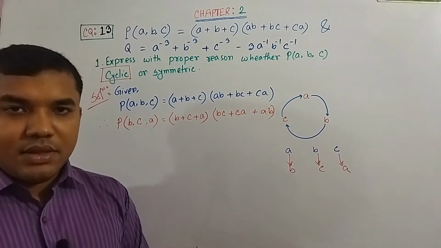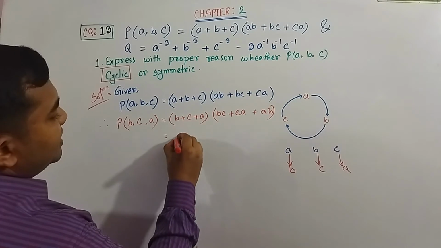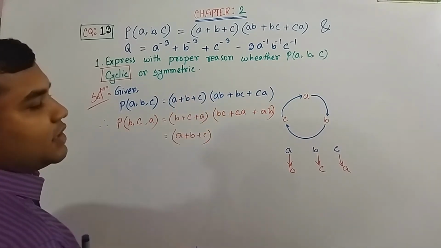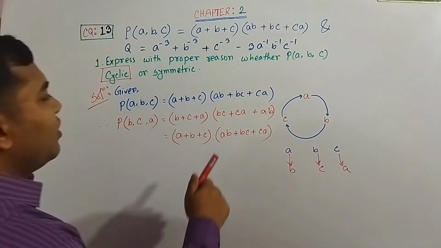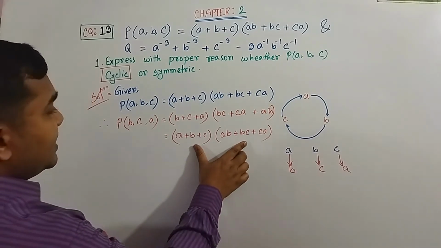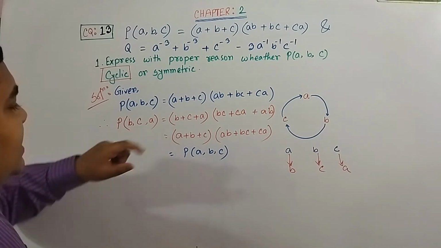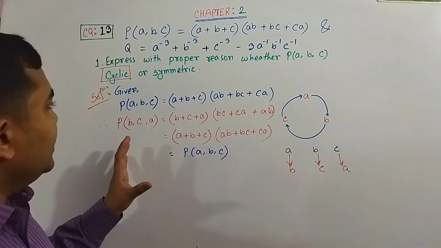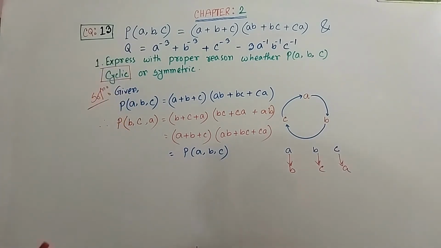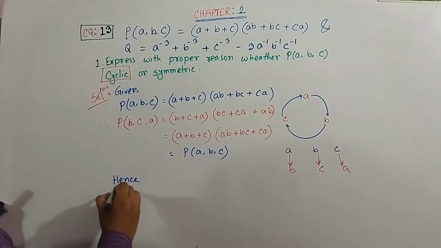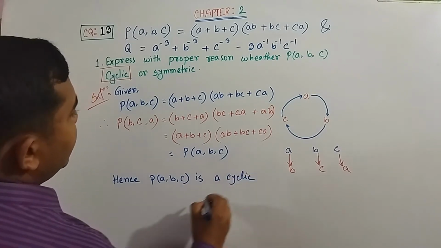So we have found this. Now we are trying to match this with this. Can we match it? Let's have a look. Here we can write A plus B plus C very easily, which is equal to this part. And AB plus BC plus CA, if we write in this order, then definitely we get this equal to this. So this is nothing but P of A, B, C. Since we have seen that P of BCA equals P of ABC, we can say this expression or function is a cyclic expression. Hence P of A, B, C is a cyclic expression.